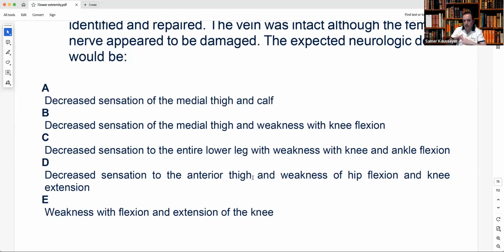But if you cut the femoral nerve completely, then you have decreased sensation in the medial aspect of the thigh, but it also has a motor function. Do you remember which one, motor function?